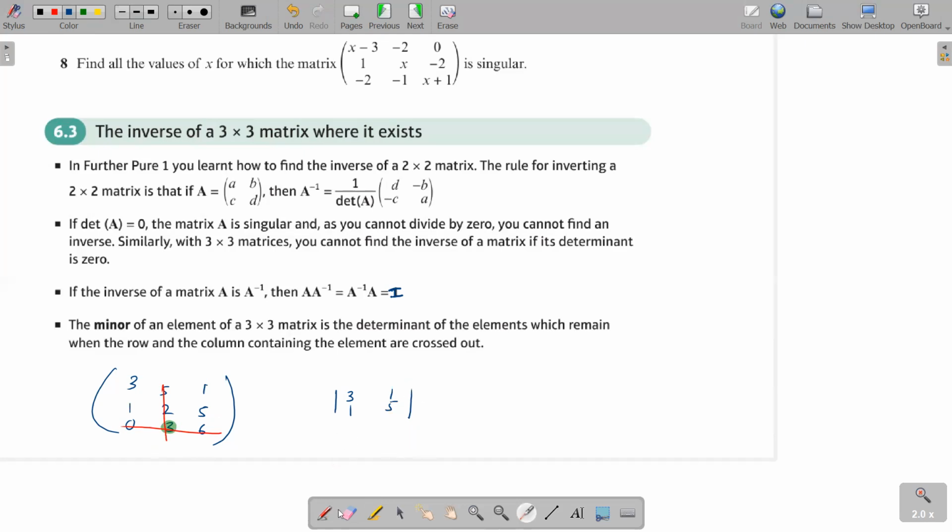So 3 times 5 is 15, minus 1 times 1. Even in the previous one, I didn't do this, but you had to do it. So 3 times 5, 15, minus 1. The minor is 14. Do you see? This is what we mean by getting the minor of an element in the 3 by 3 matrix.